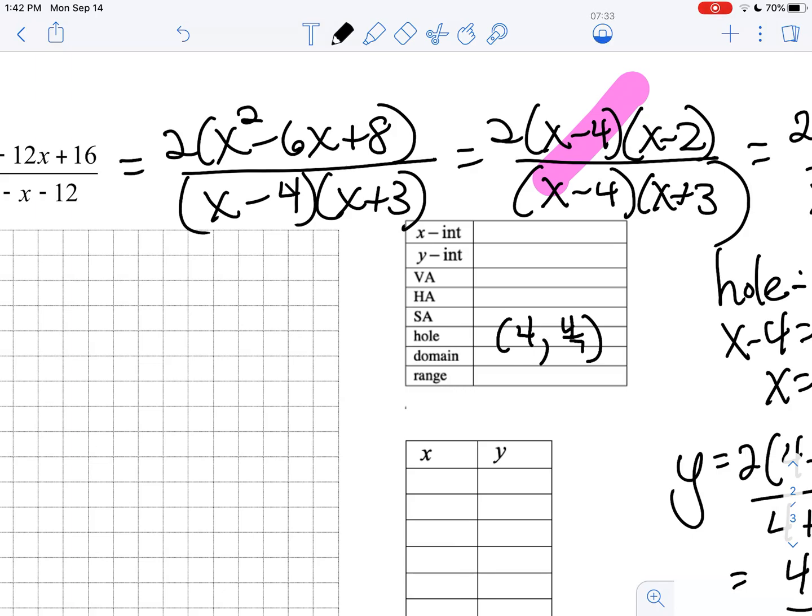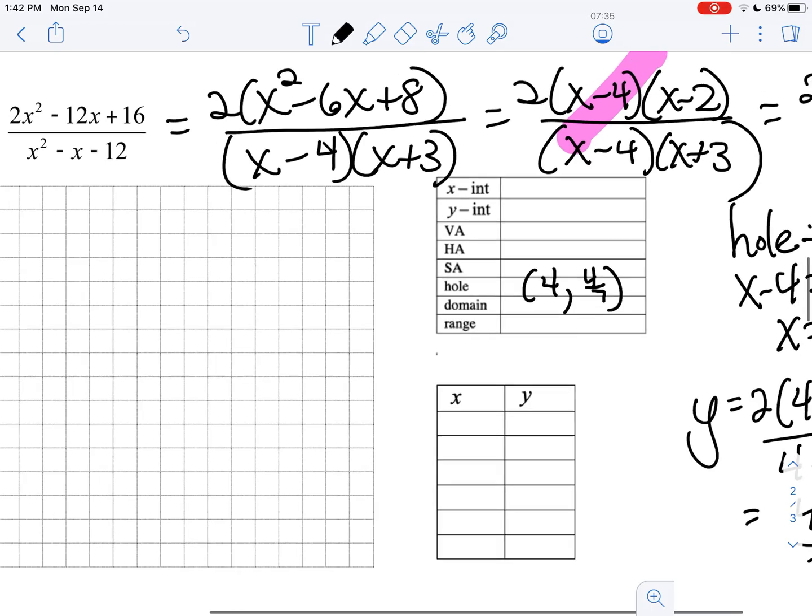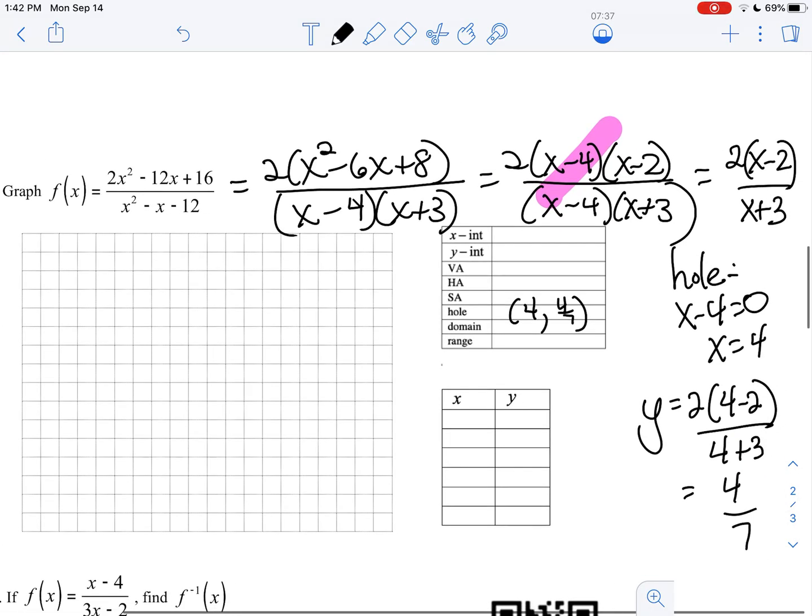Okay, so let's look at the reduced answer right here. That's 2x minus 4 over x plus 3. So I do have a vertical asymptote of x equals -3. I have a horizontal asymptote at y equals 2, and there is no slant asymptote.